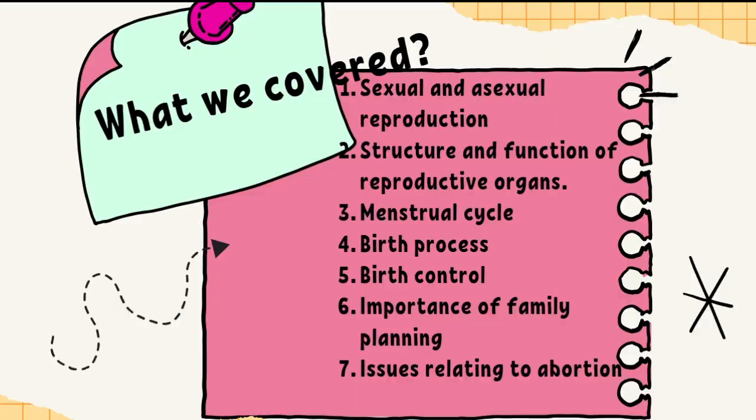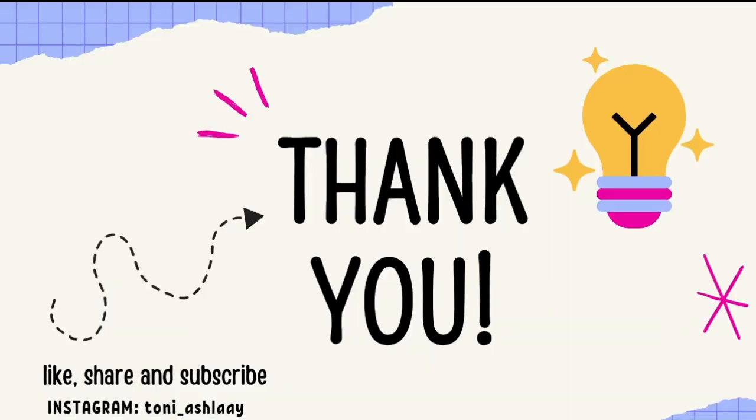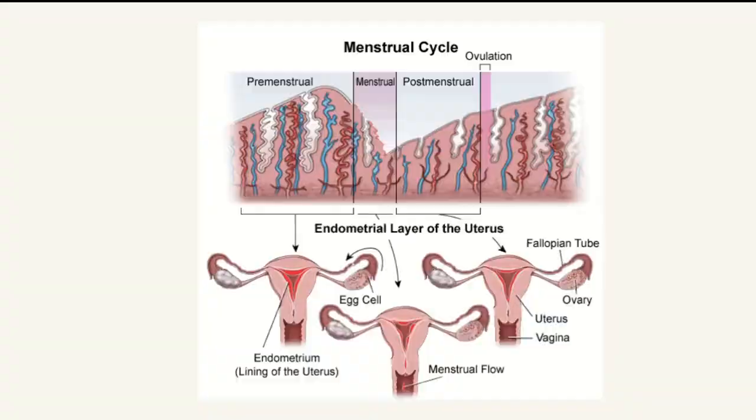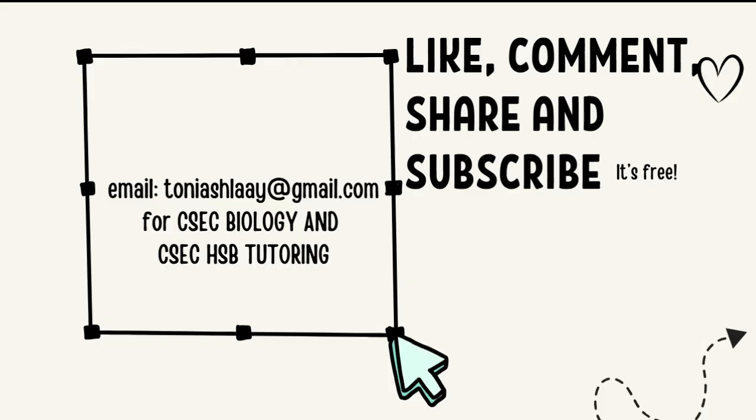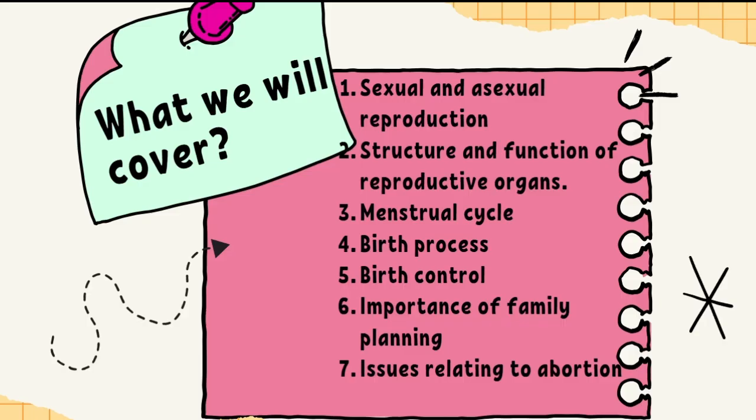So basically what we went through: sexual and asexual reproduction, the structure and function of the reproductive organs, the menstrual cycle, the birth process, birth control, the importance of family planning, and the issues relating to abortion, basically, right? So this would be the end of the reproductive system topic. But yeah, take everything with a grain of salt, right? Basically, these are the main areas that would fall under the reproductive system.